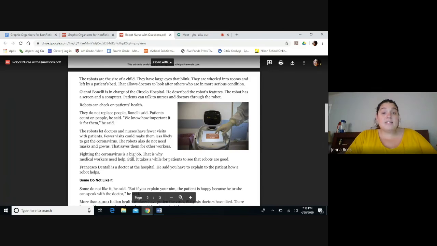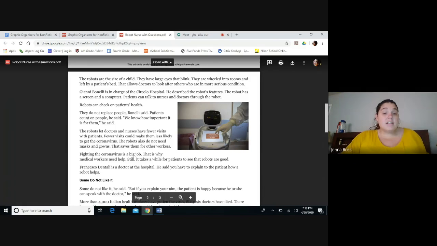Gianni Bonelli is in charge of the hospital. He described the robot's features. The robot has a screen and a computer. Patients can talk to the nurses and doctors through the robot. Robots can check on patients' health. They do not replace people, Bonelli said. Patients count on people. We know how important it is for them, he said.